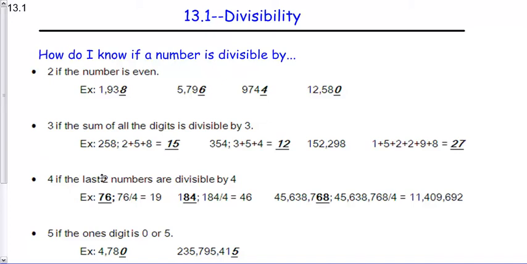Rule for 4: the last two numbers are divisible by 4. This one's a little tricky. You may have to do some of the work in your head here, but if you can figure out the pattern, and we'll talk about the patterns later, if you can tell the pattern with the last two digits, you'll be good to go. And then 5, if it ends in a 0 or 5, pretty straightforward there.